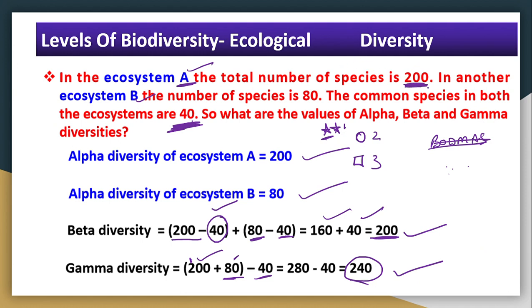Finding alpha is not a big deal. You can just directly go with the total number of species, right? But when it comes to beta, remember you have to subtract the common ones individually from the different ecosystems, right? But when we find gamma diversity, it is overall diversity. So what did I do? I took the overall equation and subtracted 40, right? So this was all about alpha, beta, gamma examples.